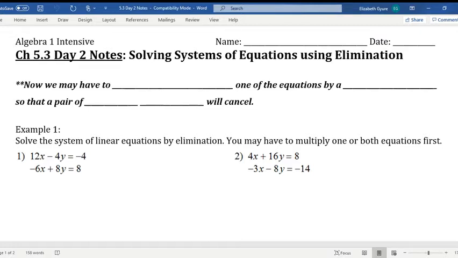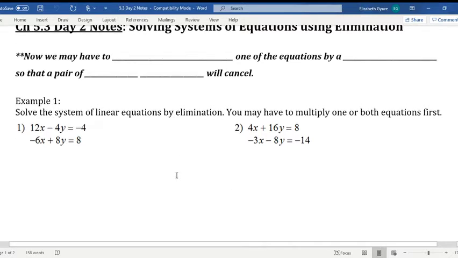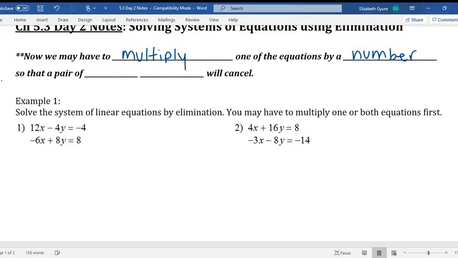So now what we're going to have to do is multiply one of the equations by a number so that a pair of like variables will cancel. So now we may have to multiply one of the equations by a number so that a pair of like variables will cancel.